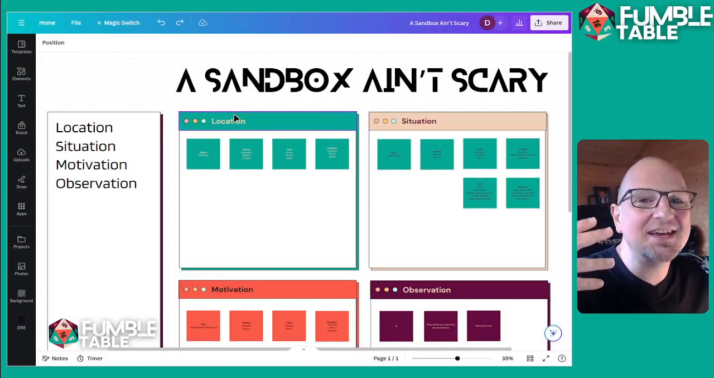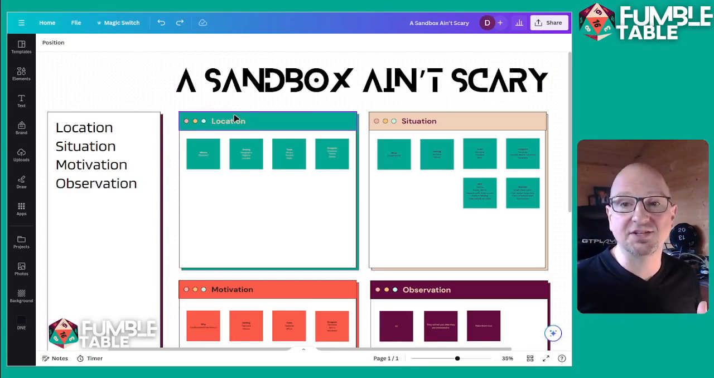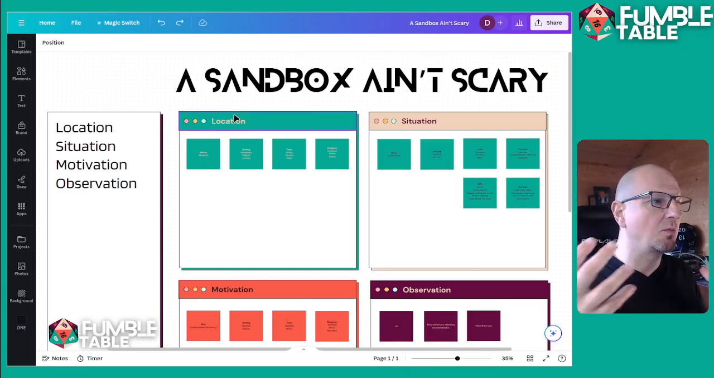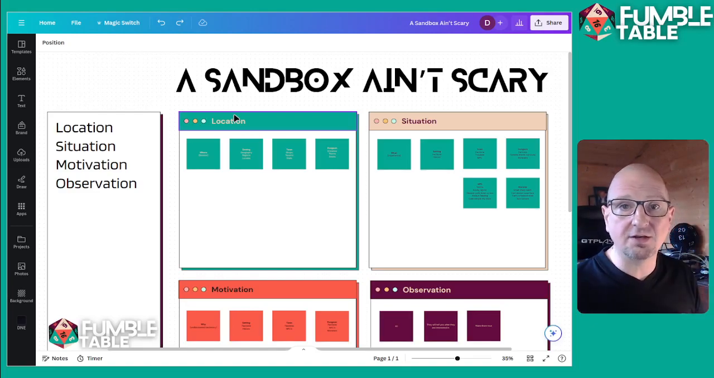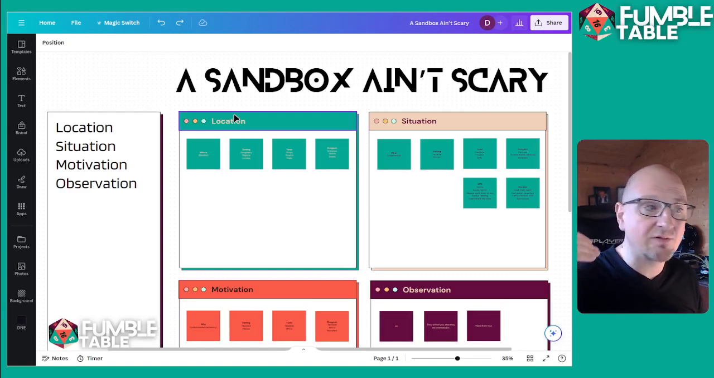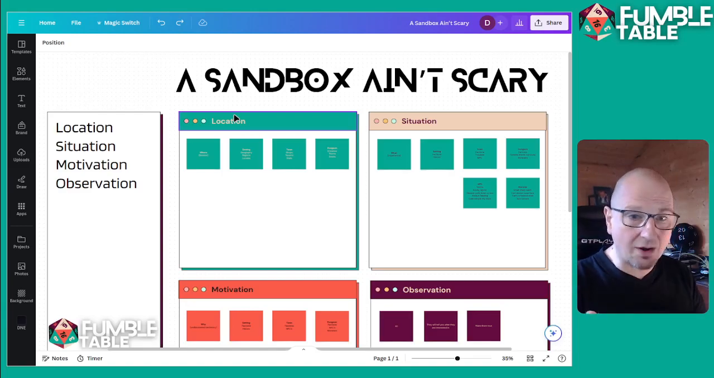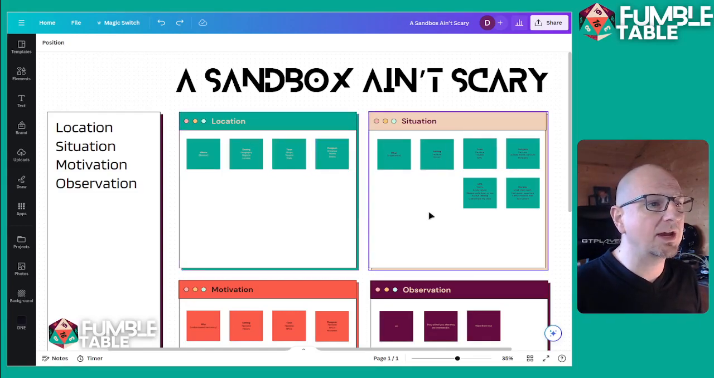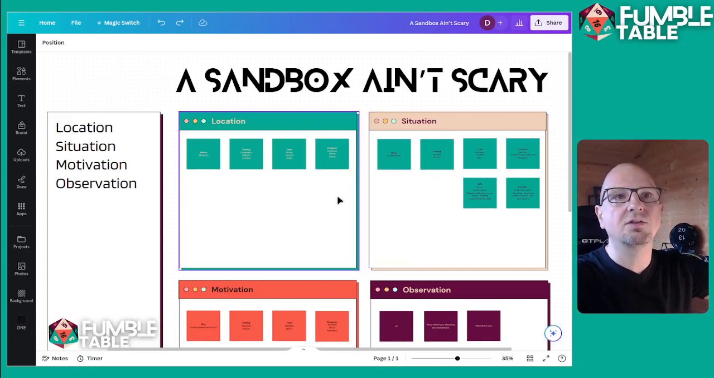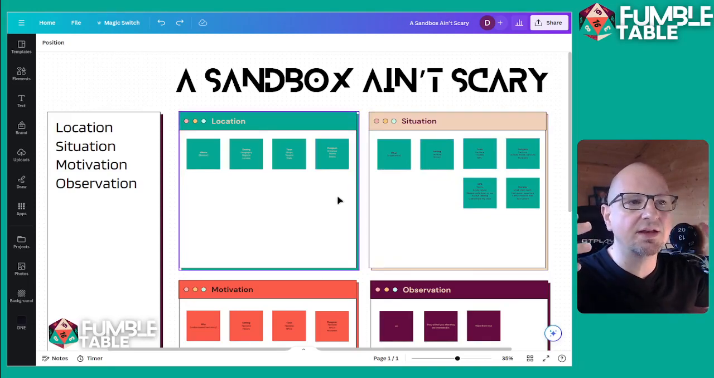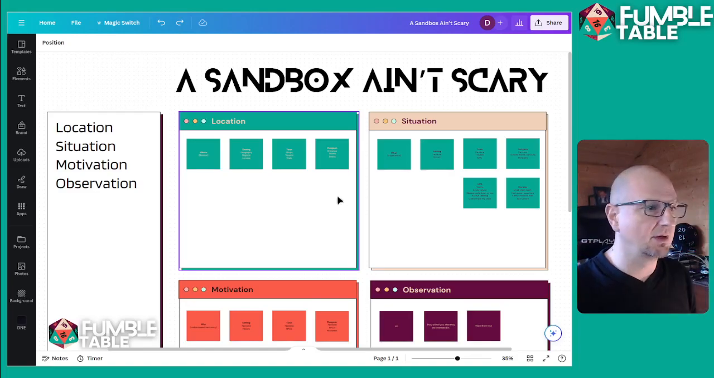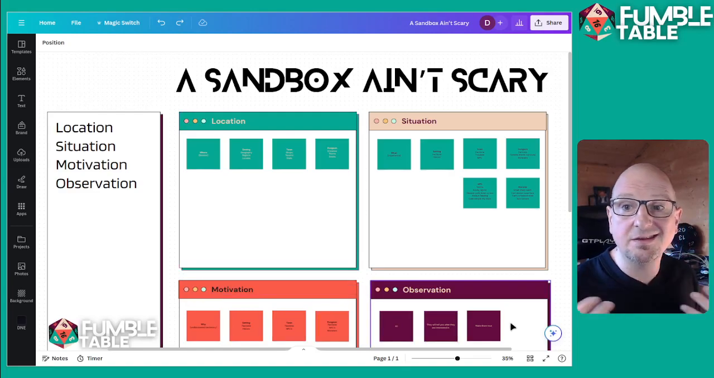Okay, so this is titled "A Sandbox Ain't Scary," and it needn't be. The four pillars that I use for a sandbox are location, situation, motivation, and observation. Now, I'll break them down both individually and how I've used them, and hopefully this will help put stuff together. Location and situation both interact directly with the players. These are things that are in the players' or the PCs' views. The motivations and observations are your secret tools that make running the game so much easier, and I mean so much easier.